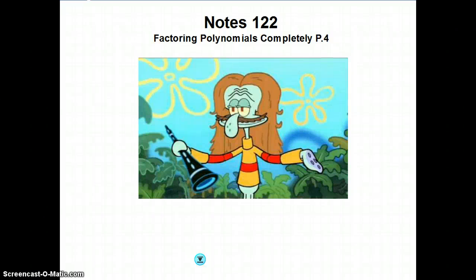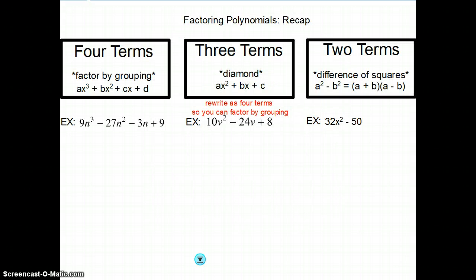Hello and welcome. Today we're going to continue our discussion on factoring polynomials completely. Previously, we've discussed factoring polynomials with two different variables. We've talked about factoring polynomials whose exponents are greater than 2. We've also talked about factoring the three different types of polynomials: binomials, trinomials, and polynomials with 4 terms. To begin, we're going to go ahead and recap those three different types of factoring.